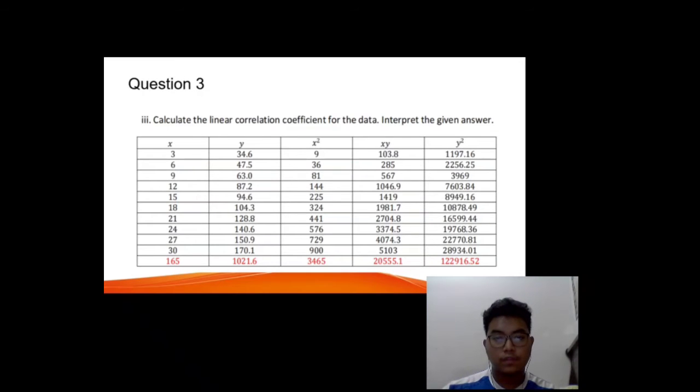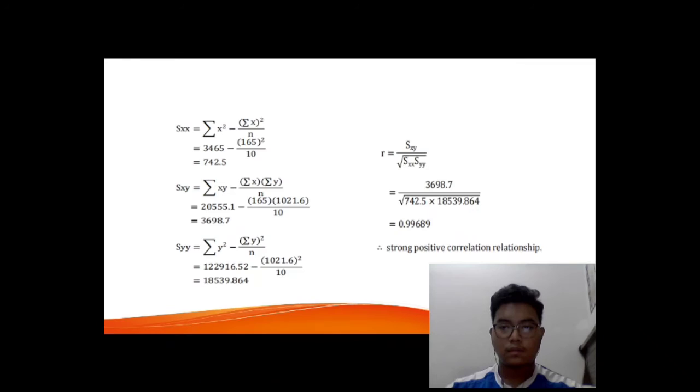To solve this question, first we need to find the sum of x, x squared, xy, and y squared. After getting the totals, enter them into the formula to get the results of Syy, Sxx, and Sxy. Then use the latest data obtained to find the linear correlation coefficient. When r, the correlation coefficient, is near 1 or negative 1, the linear relationship is strong. When it is near 0, the linear relationship is weak.